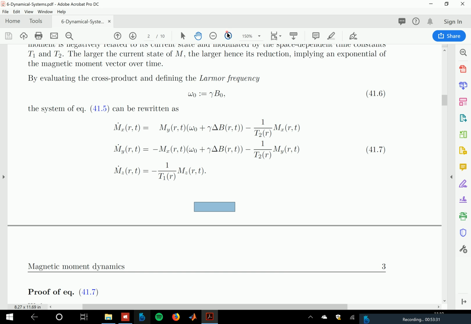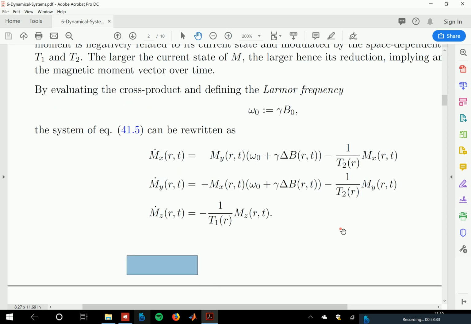So this is how the model is specified. The model says the rate of change is given by the cross product of the magnetic moment vector and the magnetic field, which implies the idea that the change is always orthogonal to this plane. That's the modeling assumption. This implies this system of differential equations, because when you compute the cross product, you get this. The question is, which kind of functions solve these differential equations?